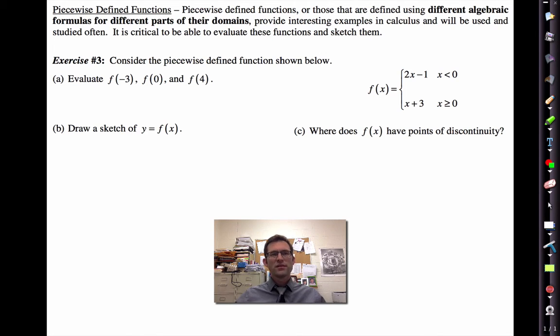All right. Take a look at exercise number 3. I have a piecewise function defined using this formula. Now, the first thing you have to be able to do with any function, regardless of whether it's piecewise or not, is you have to be able to evaluate that function. In other words, you have to be able to give outputs for different inputs. And that's letter A. It says evaluate f of -3, f of 0, and f of 4. Pause the video now and see if you can remember how to do that.